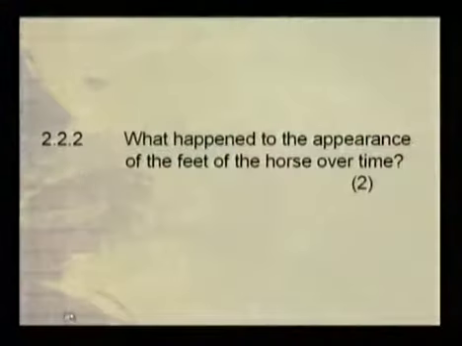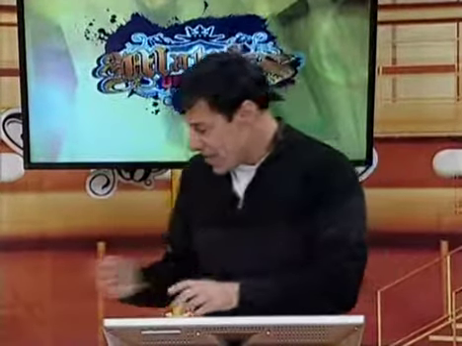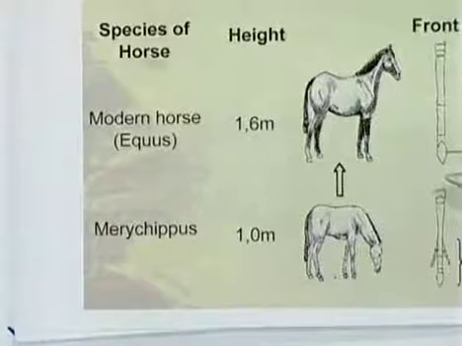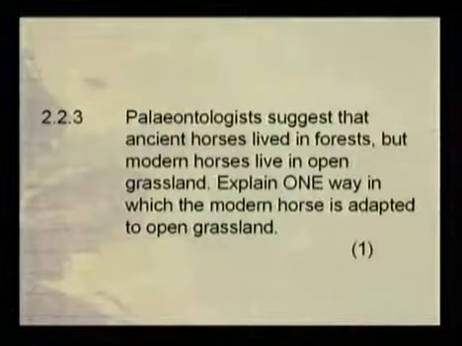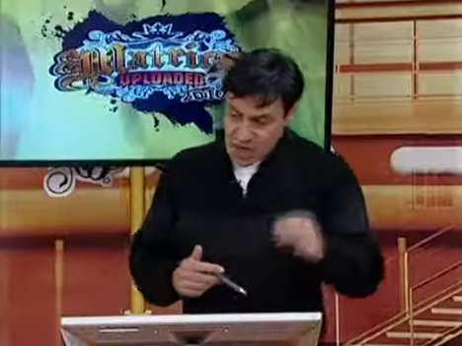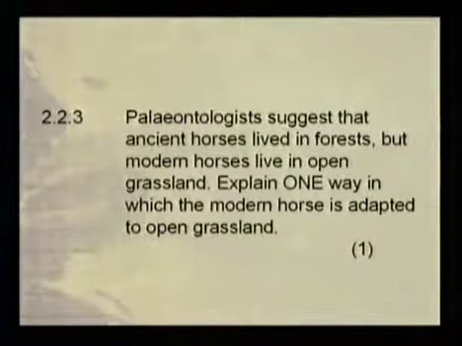What happened to the appearance of the feet of the horse over time? As I mentioned to you just now, we saw that there was a disintegration of the toes on the outside, and the middle toe enlarged to ultimately become the hoof that we see in the modern horse today. Paleontologists, now remember, paleontologists are the people who look at the bones and try and determine evolutionary trends. That's what a paleontologist does. Studies the anatomy of the bones and then determines what is related as a species and what is potentially unrelated as a species. So paleontologists suggest that the ancient horse lived in forests, but modern horses lived in open grassland.